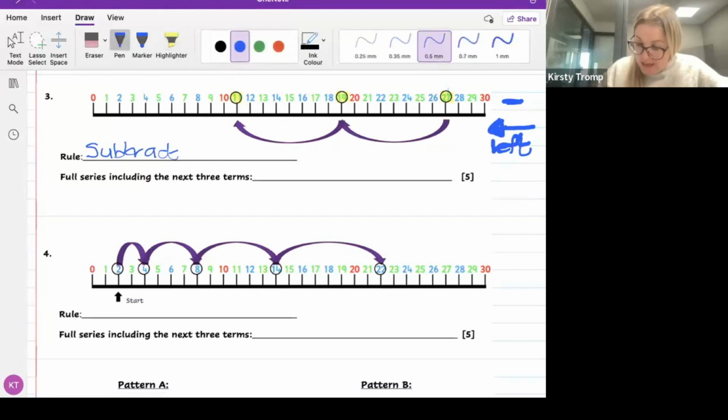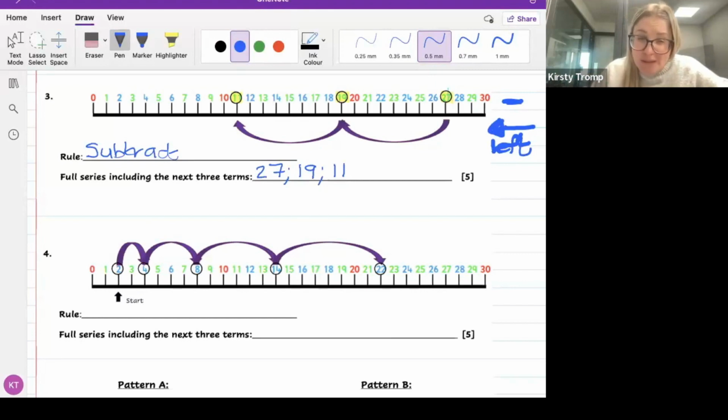So let's write it out. 27, 19, 11. Okay, so you guys told me that I'm subtracting, all right? What am I subtracting each time? Well, to go from 27 to 19, I'm subtracting 8. Oh, sorry, so sorry. To go from 27 to 19, yes, I'm subtracting 8.